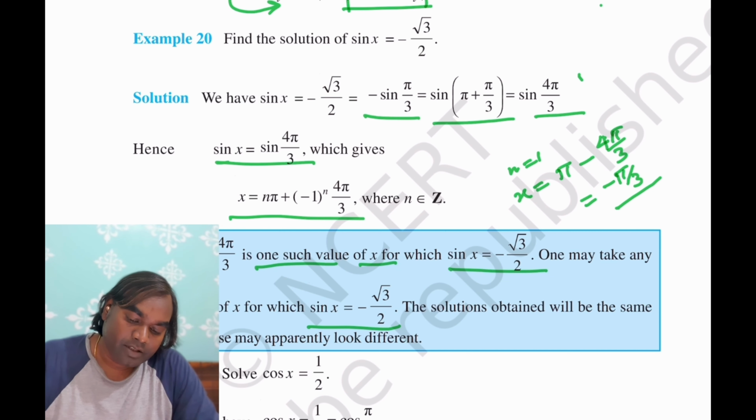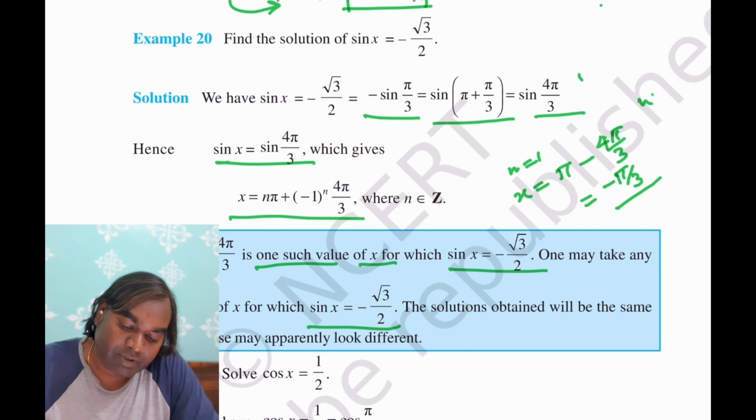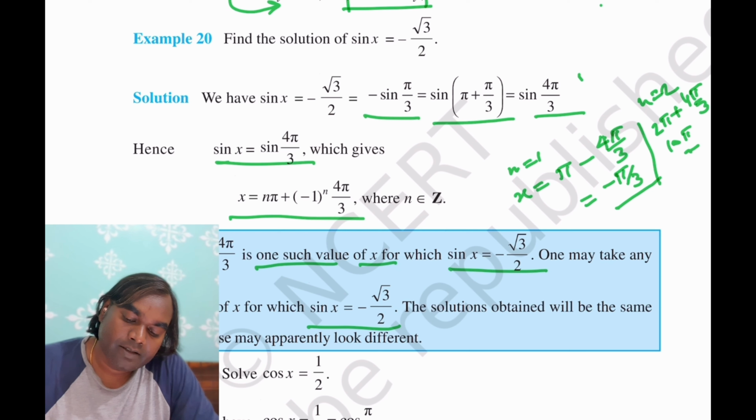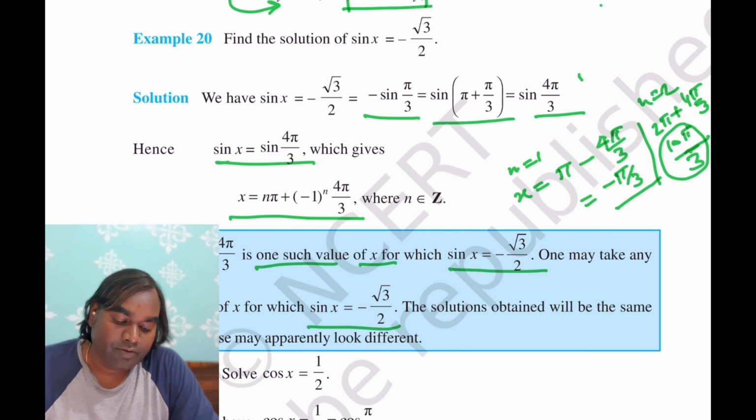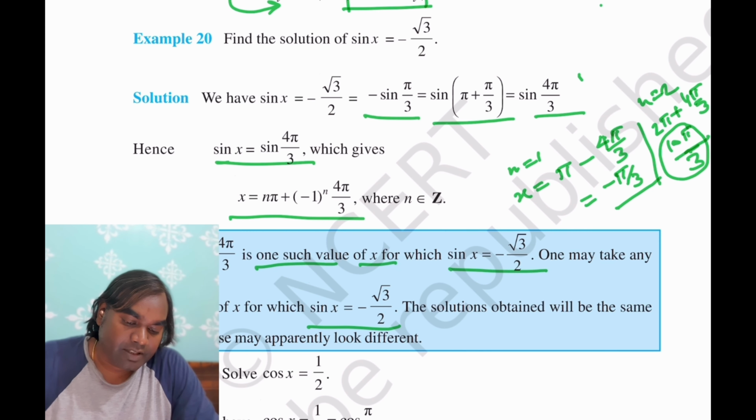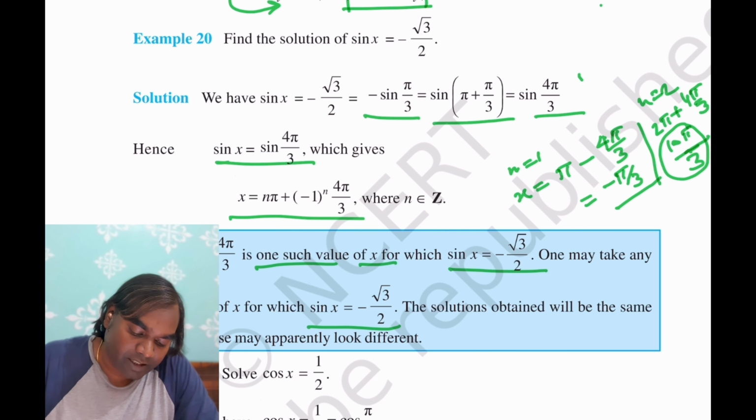Okay. Similarly, for n is equal to 2, we can get 2 pi plus 4 pi by 3, that is 6 plus 4, 10 pi by 3, is also a solution for sin x is equal to minus square root 3 by 2. That means you can get a number of solutions for a particular equation. This is why it is called the general solution.